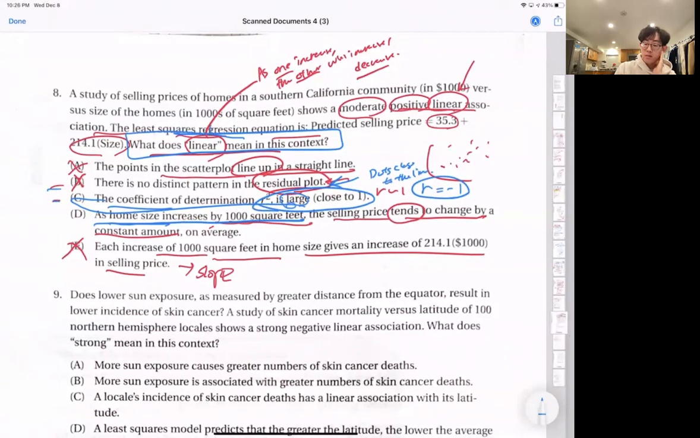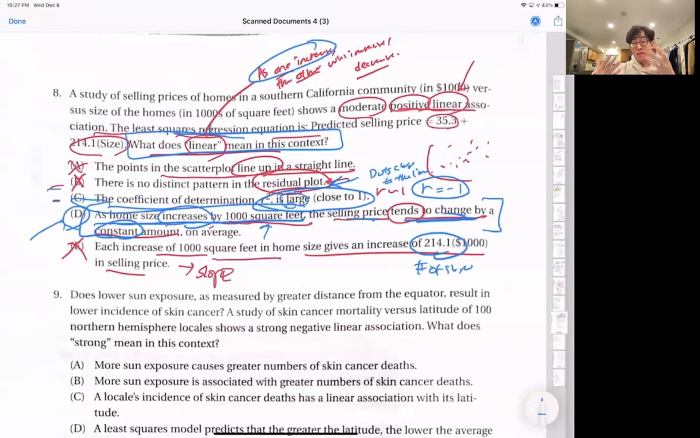The linearity comes from the fact that when one increases, there's a slope. There's a certain slope that happens in this equation. So this one is D, particularly because E is just straight up talking about the number of the slope, not the actual definition of what linearity means. As one increases, the other increases. As home increases, the selling price tends to change by a constant amount.